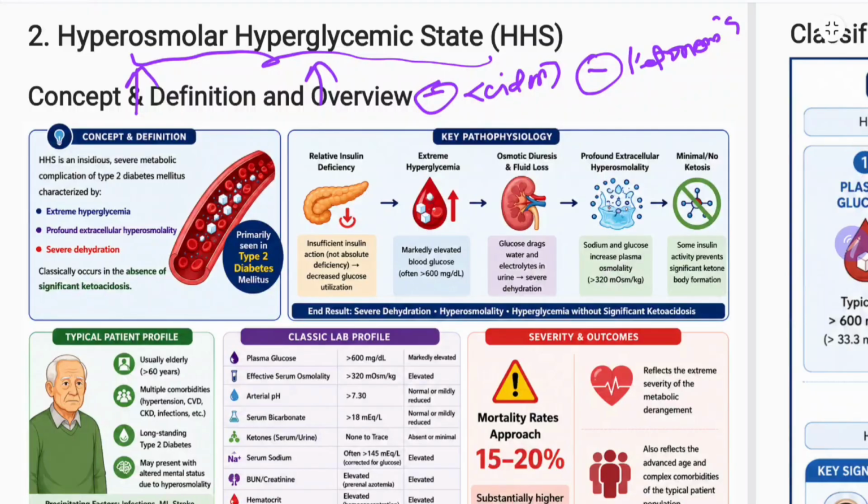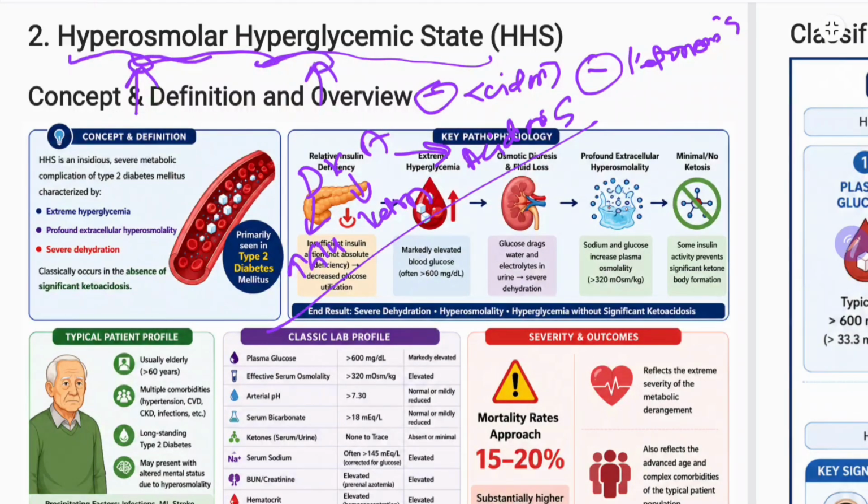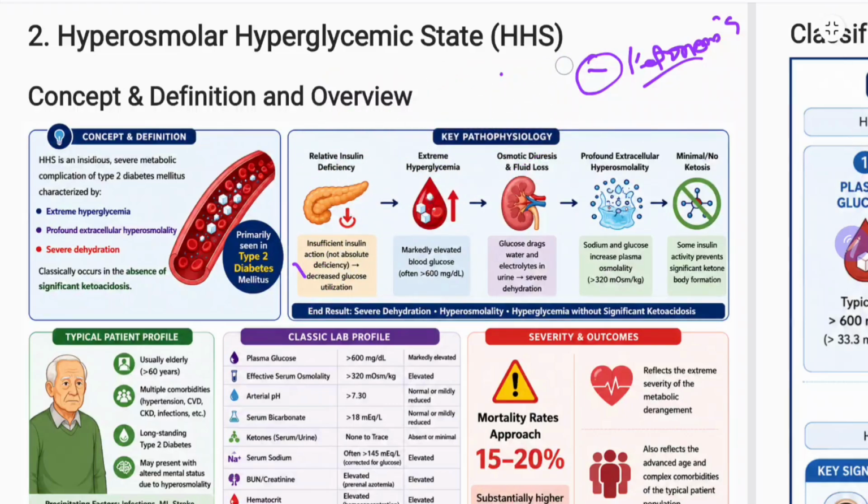Similarly in DKA, D means diabetes, that is nothing but increased glucose. K means keto, that is nothing but presence of ketonemia. A means acidosis, that is nothing but presence of acidosis. So if these three are present, then it is diabetic ketoacidosis. And in hyperosmolar hyperglycemic state, hyperosmolar meaning osmolality is increased, hyperglycemia means increased blood sugar levels, but there is no acidosis and no ketonemia. That is a state known as hyperosmolar hyperglycemic state.